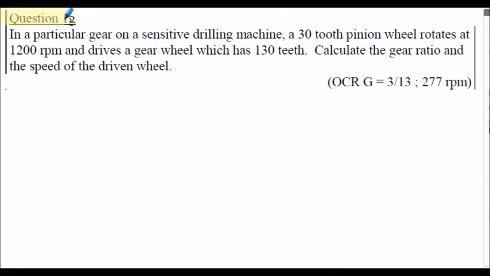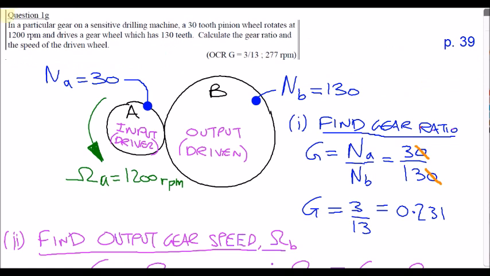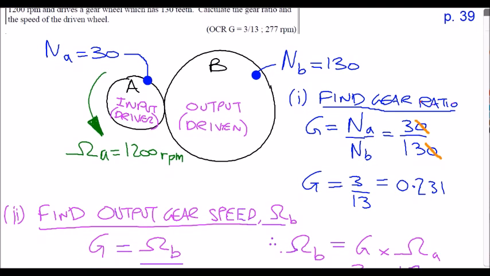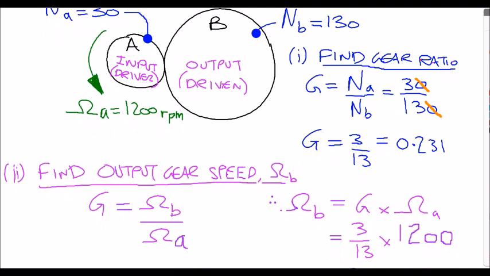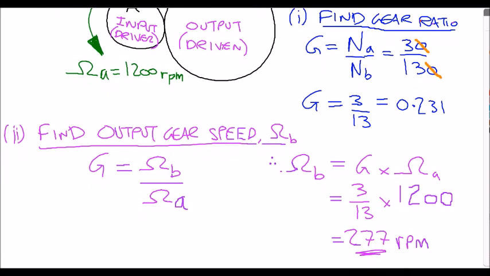Here's question 1G. I'll let you read the question and attempt the question at your own pace. The answers for the gear ratio and the driven gear wheel speed are shown here. I would encourage you to stop the presentation and attempt question 1G, but the full worked solution is shown on the following slide. Question 1G, here's the solution. I'll let you review this at your own pace. Firstly, we calculated the gear ratio, and we found the output gear speed.